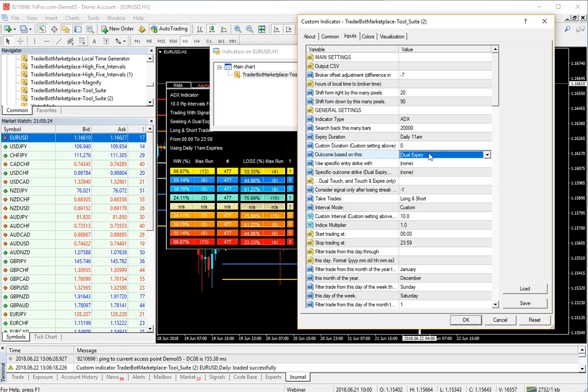Today we're going to be talking about dual expiry and dual touch. Now, if you know what a touch is and you know what an expiry is, then all a dual expiry and all a dual touch is two of the same thing. For instance, let's choose dual expiry.